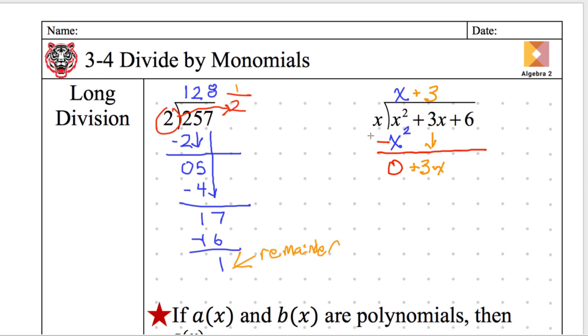Okay, and then I need someone else. What is the next step here? I'm going to write something right here. What am I going to write right there? Oh my god. Good. Andrea. Minus 3x. Minus 3x.